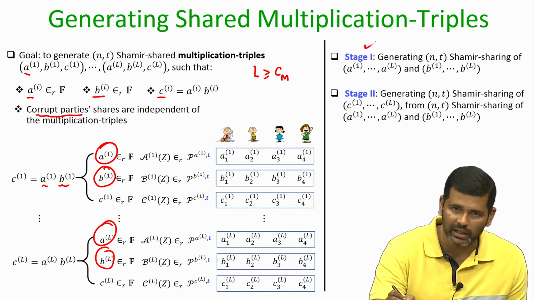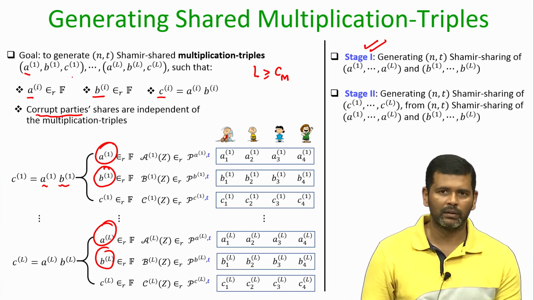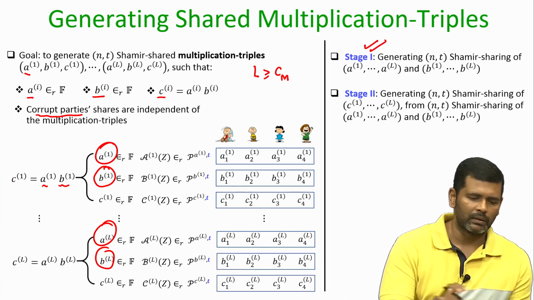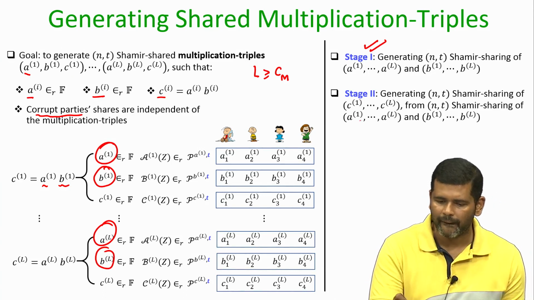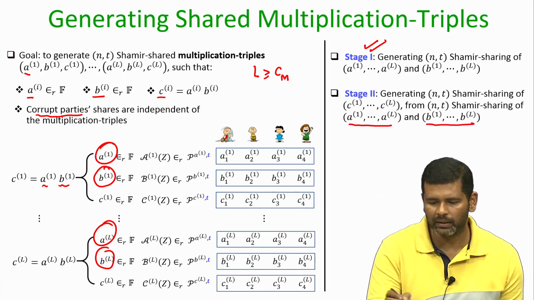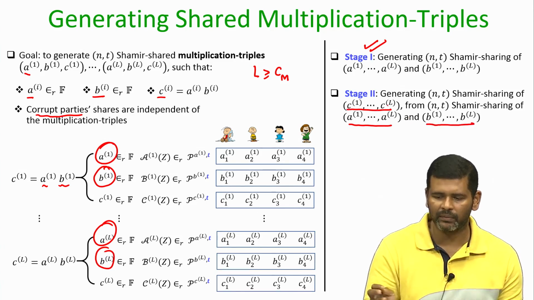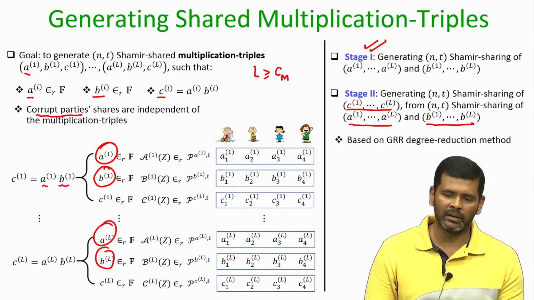Assuming stage 1 is taken care of, now we have to generate the C component of each multiplication triple. That means, given this secret shared A1, A2, up to AL, and secret shared B1, B2, up to BL, we have to now generate secret shared C1 to CL, and for this we use the GRR degree reduction method.